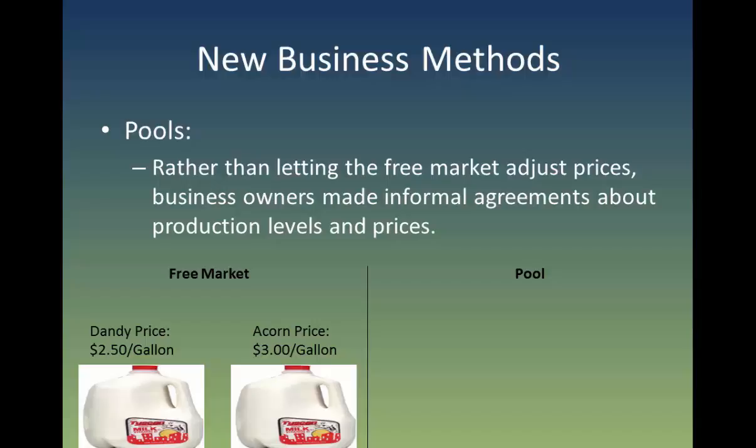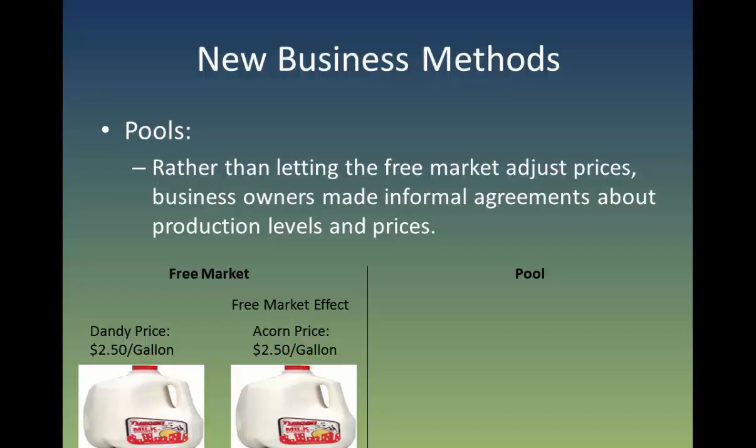So if we look at what the free market effect is, on the left side we have the Dandy Mart price of a gallon of milk. Let's say it was $2.50. And let's say the Acorn was charging $3 for a gallon of milk. What is going to end up happening? Well, the free market effect would be that in order for the Acorn to compete and get people to buy their gallon of milk, they have to lower their price to $2.50. Because nobody's going to go to the Acorn if they have to pay $3 a gallon. They'll just run down to the Dandy Mart and save 50 cents.